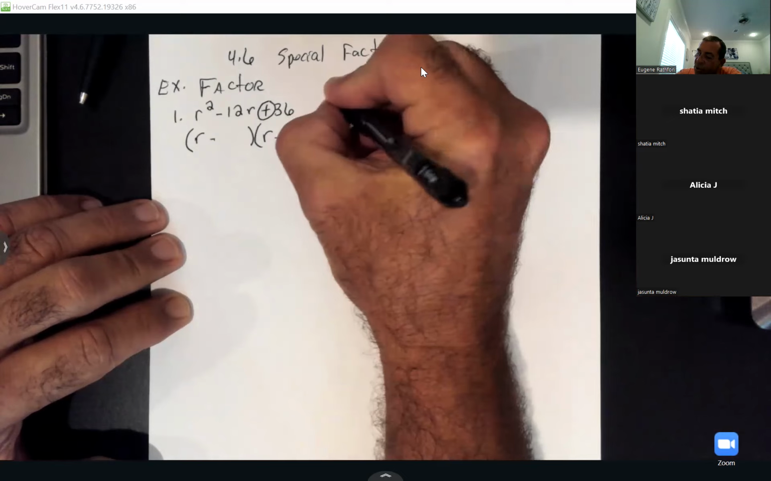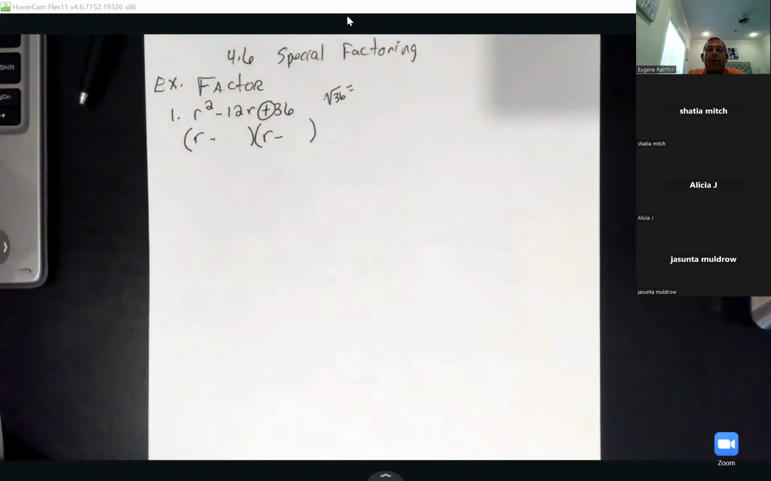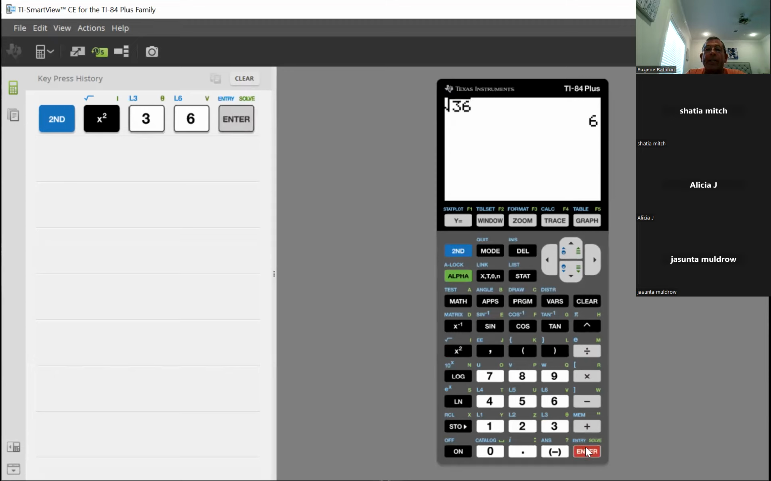So y'all, let me show you the square root of 36. If you need a calculator on that, I'll show you how to do that on your calculator. To do the square root on the calculator, you would do the blue second button and then that x squared button. That'll pull that radical up there. And then you just put in your 36. And y'all, the square root of 36 is 6.